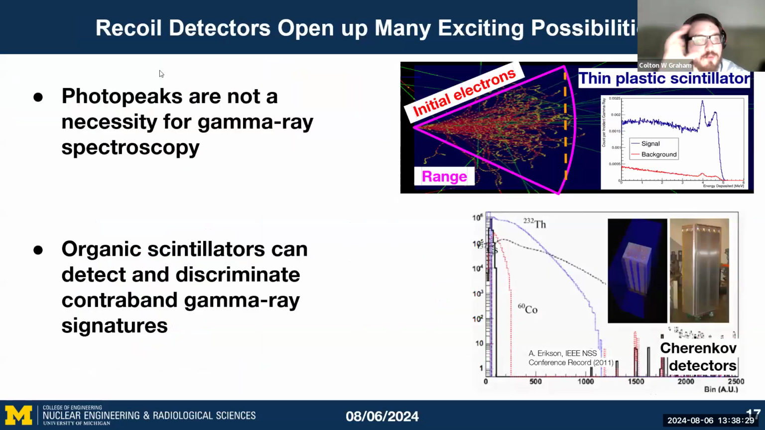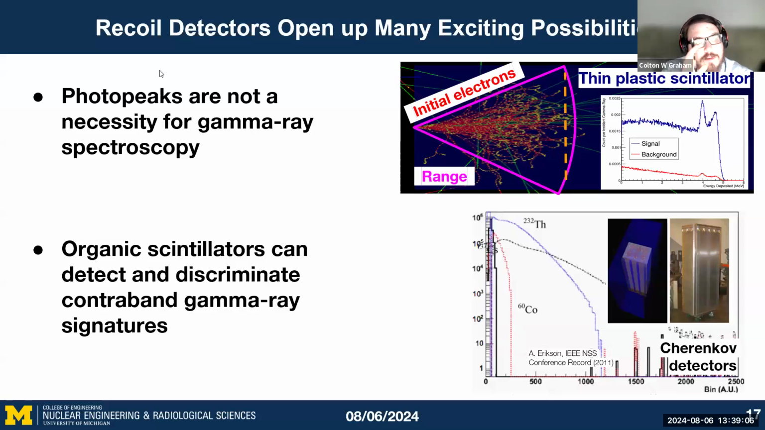So just to bring everything together here, photopeaks are not a necessity to do sufficiently good gamma ray spectroscopy in the context of fast neutron active interrogation. Instead, using spectral reconstruction, recoil-based detectors like organic scintillators can be used to detect and discriminate many of the most important explosives and narcotics contraband gamma ray signatures. And you can use the ratio of the intensity of these signatures in order to distinguish that contraband from benign cargo.